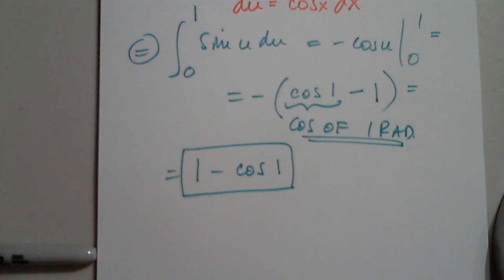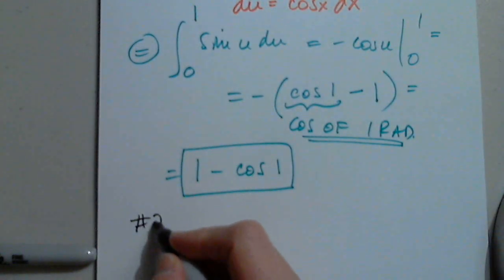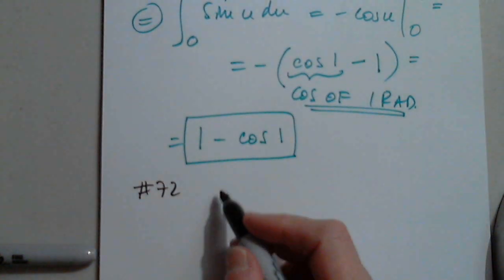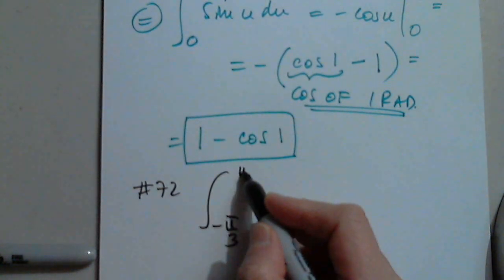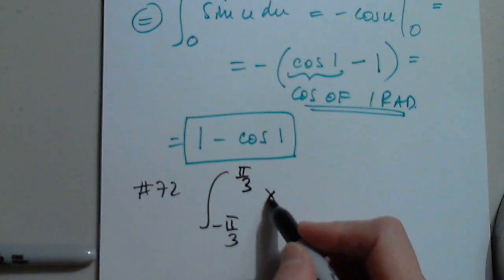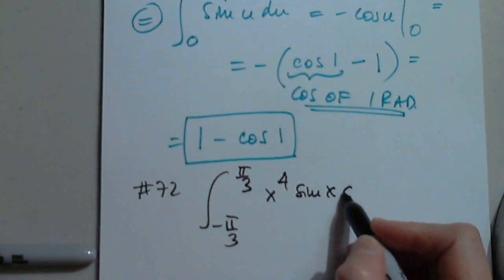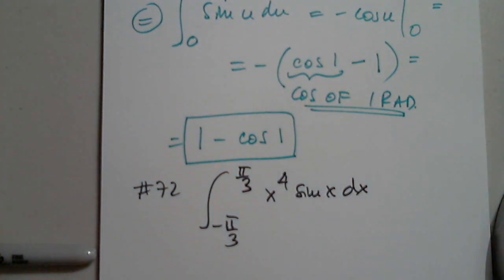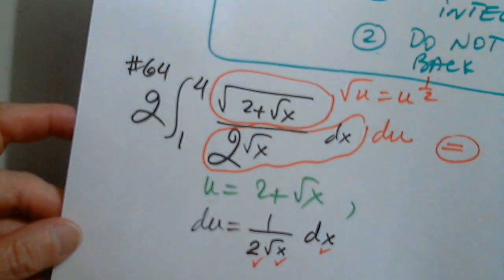What about 72? Which one? 72. That's exactly what I was going to write or say. The integral from negative pi over 3 to pi over 3 of x to the fourth sine x dx. Okay. Wasn't that one of the things we talked about? Because it's got the positive pi over 3 and then negative pi over 3.